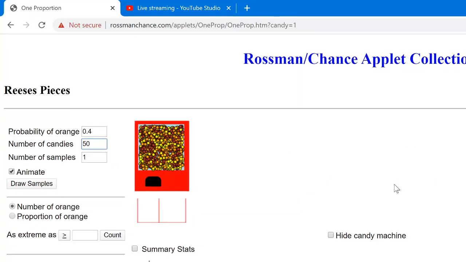Rossmann and Chance are the names of two statisticians. What a name! Chance for a statistician. Fantastic. Well, they created this app so that we wouldn't have to do the simulation.